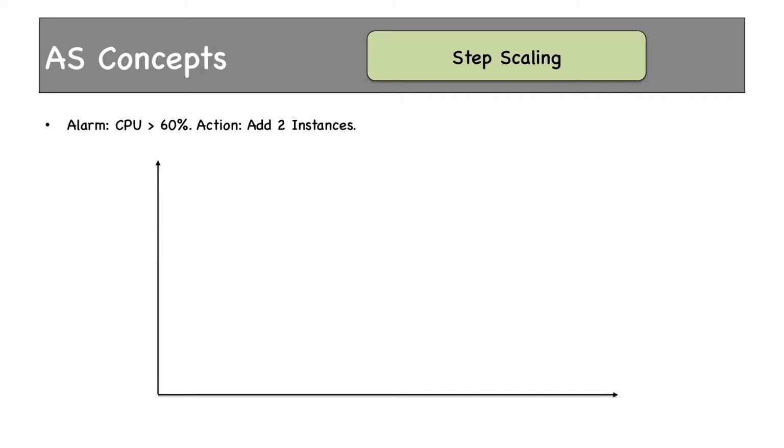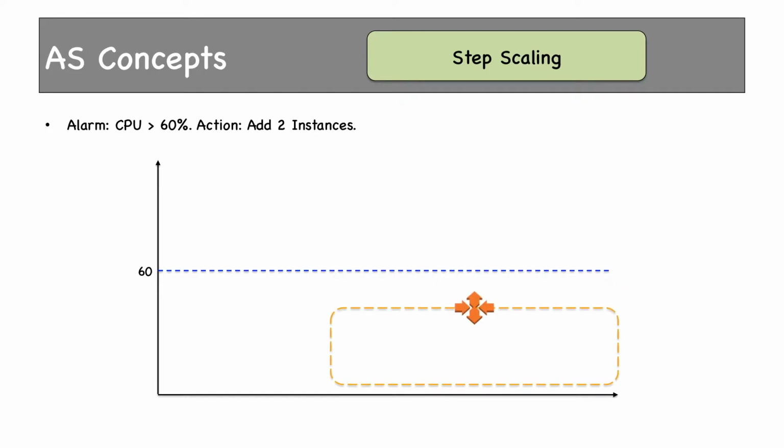Step scaling. Suppose you have defined an alarm which should be triggered if CPU usage goes beyond 60% and stays like this for 2 minutes. And we are saying that we should add 2 more instances. Here's our graph. Alarm is set up at this 60% of CPU usage. We have set up auto scaling group as well, which has 3 instances running now. This is our CPU usage increasing in a steady manner, and bam, it crossed threshold. So auto scaling adds 2 instances as per our policy.